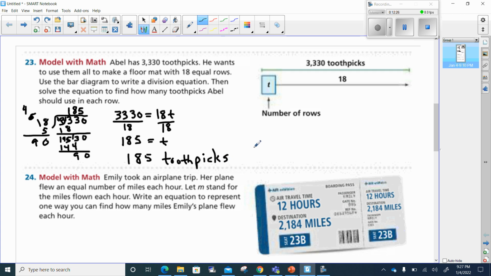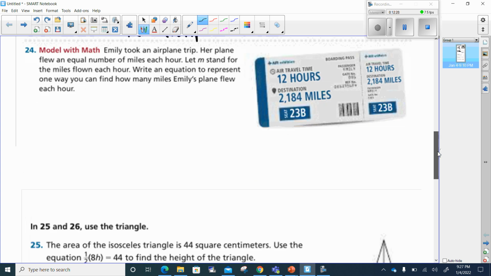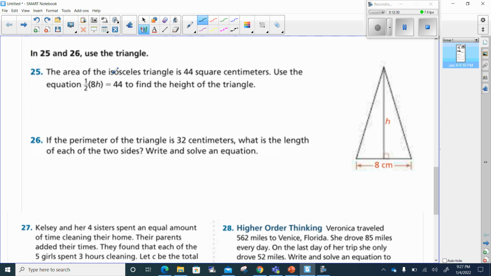All right, number 24 is yours, which means number 25 is mine. The area of that isosceles triangle is 44 square centimeters. Remember, area means how much space is being occupied inside of this triangle. Use the equation 1/2 8 times h equals 44 to find the height of the triangle. Okay, well, they want us to use this equation, so let's go ahead and do it.